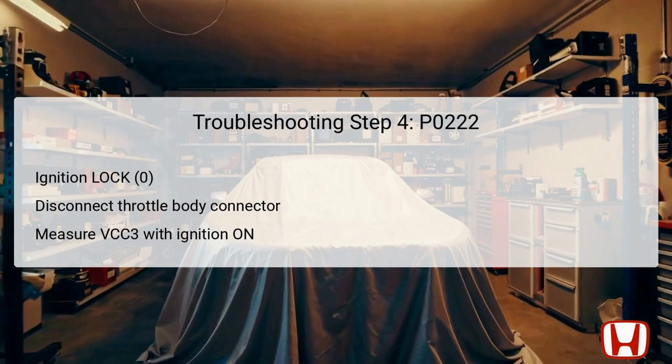If this voltage is present, it confirms that the throttle body itself is failing and requires replacement, prompting a further step in repair verification. If the necessary voltage is absent, it suggests a different fault in the system that must be addressed. For troubleshooting step 5, start again by turning the ignition switch to lock 0 to ensure safety.